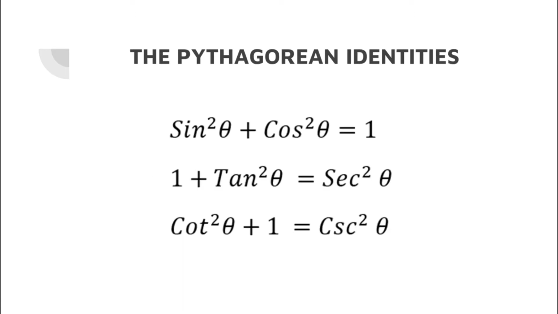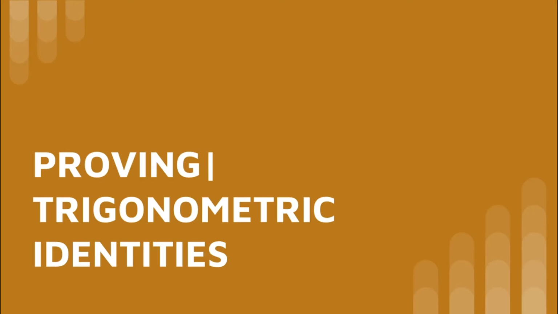Therefore, we have three Pythagorean identities. First, sine squared theta plus cosine squared theta is equal to 1. 1 plus tangent squared theta is equal to secant squared theta. And lastly, cotangent squared theta plus 1 is equal to cosecant squared theta. So, after learning about the 8 fundamental trigonometric identities, we will now proceed to proving trigonometric identities.